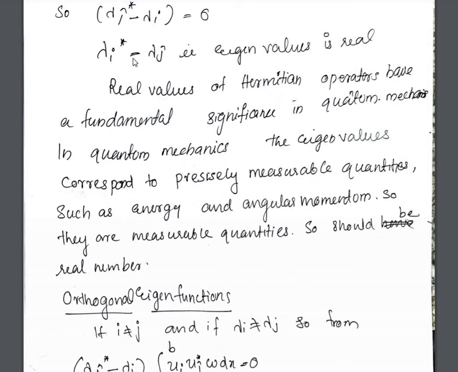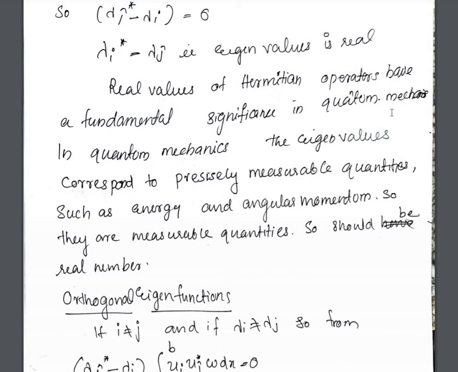If lambda i star is equal to lambda j, the eigenvalue should be real, otherwise it will not be equal. So here we prove that the eigenvalue of a Hermitian operator should be real. Real eigenvalues of a Hermitian operator have a fundamental significance in quantum mechanics.